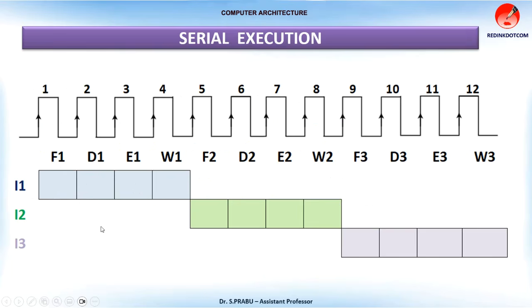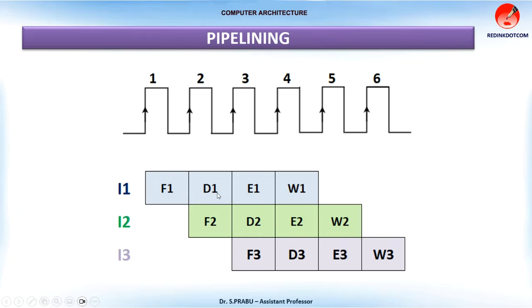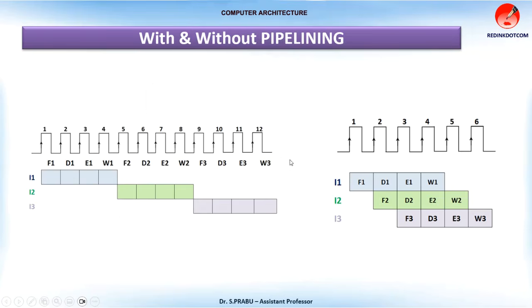After that, the second instruction can be fetched, decoded, executed and written. Then the third instruction. So this is called serial processing. If you merge these instructions, you can get it like this. During the second stage of the first instruction, the second instruction is going to be fetched. When we compare serial and parallel processing, in serial processing we need 12 clock pulses to complete the 3 instructions, whereas in parallel processing, only 6 clock pulses are needed to complete the execution of 3 instructions.